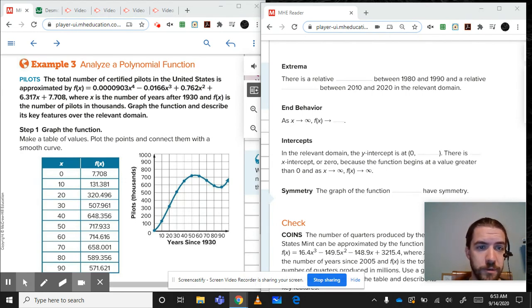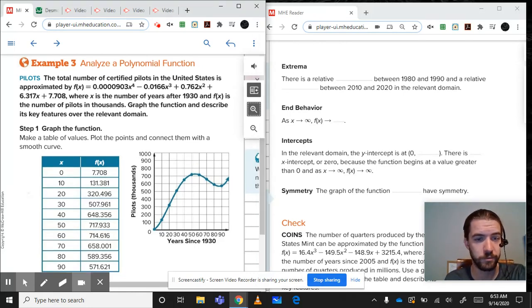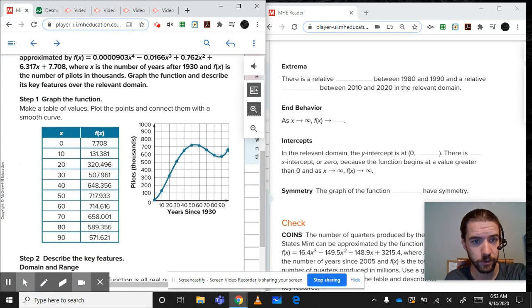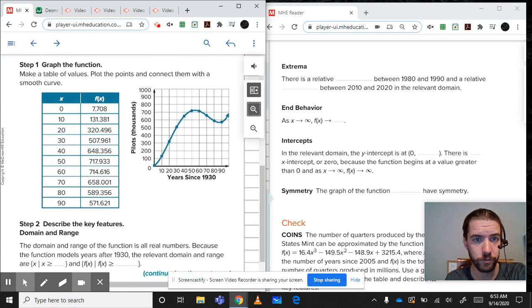Where x is the number of years after 1930 and f of x is the number of pilots in thousands. So your input of this function is what year you're on after 1930, and your output is your number of pilots in the thousands. We want to graph the function and describe its key features over the relevant domain. Using a series of example x values starting at 0 and moving upwards, we get a series of data points. Every 10 values of x have been plotted here, and those plots have been connected with a smooth curve.